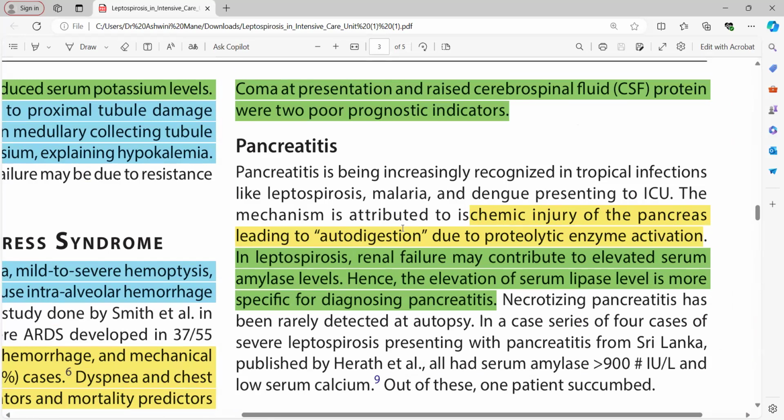Now the next is pancreatitis. Pancreatitis is being increasingly recognized in tropical infections like leptospirosis, malaria, and dengue presenting to the ICU. The mechanism is attributed to ischemic injury to the pancreas leading to autodigestion due to proteolytic enzyme activation. In leptospirosis, renal failure may contribute to the elevated serum amylase level. Hence, elevation of serum lipase level is more specific for diagnosing pancreatitis.